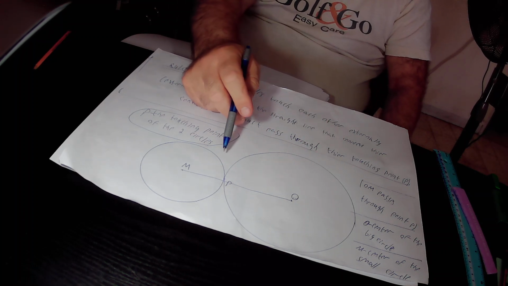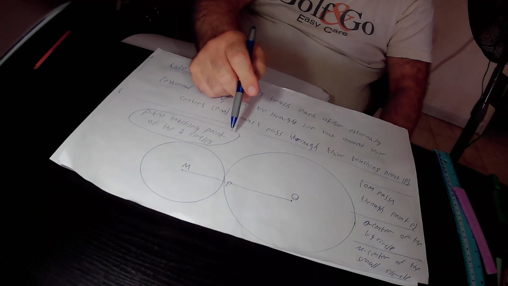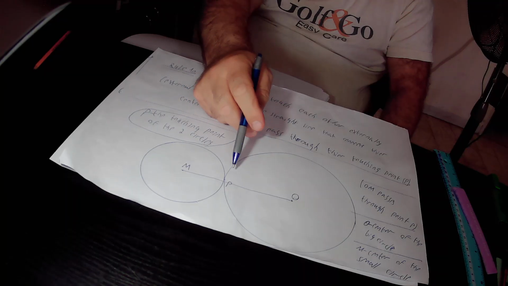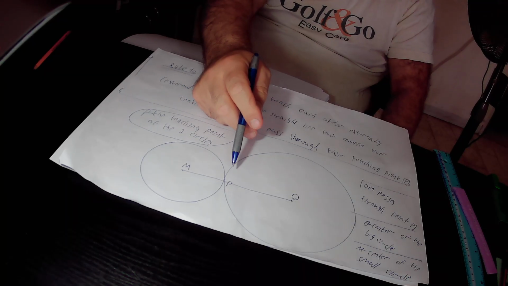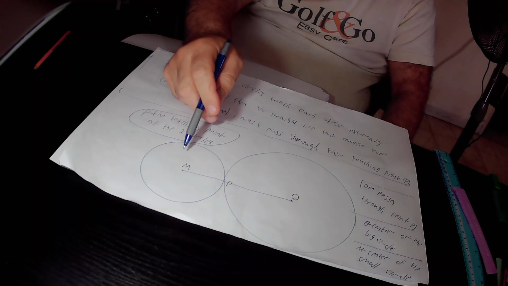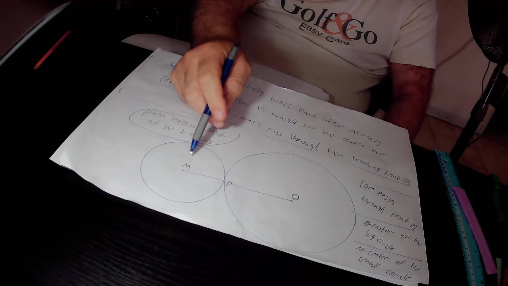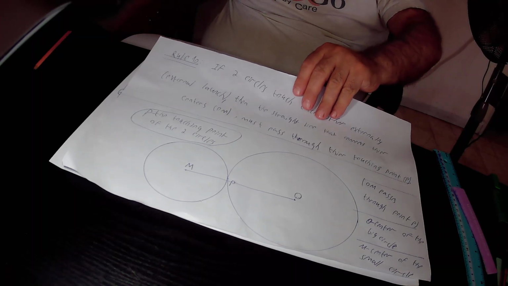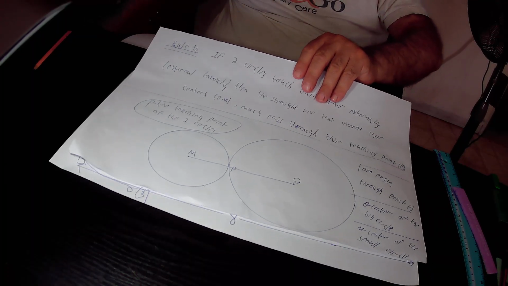And this straight line MO, according to this rule 10, must pass through point P, that is their touching point. Again, MPO is one straight line. Again, according to rule 10, MPO is one straight line. So, we can actually implement rule 10 in our drawing.